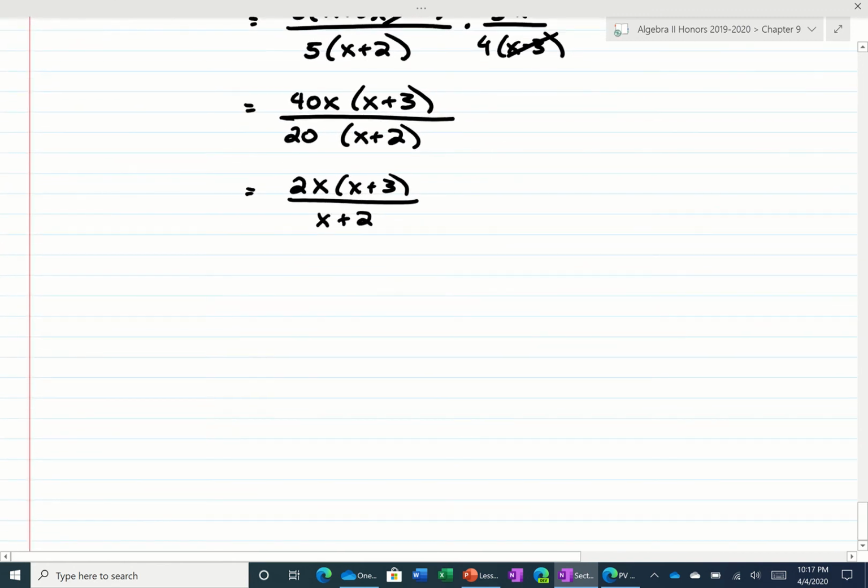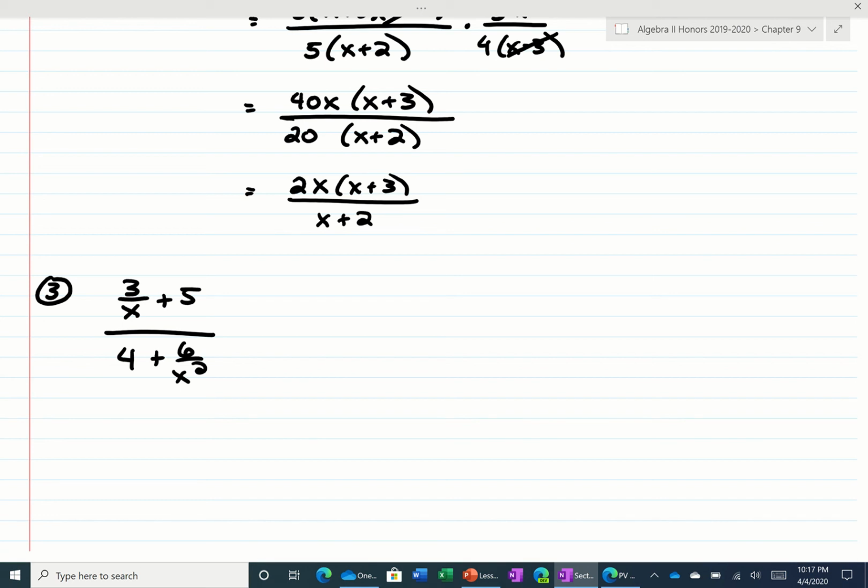Next problem, how about this one? 3 over (x plus 5) divided by 4 plus 6 over x squared. Now, when we are adding and subtracting fractions, we do need something. It's called the common denominator. And the way that we get a common denominator is we multiply the top and bottom by that least common denominator. So let me show you what I mean.